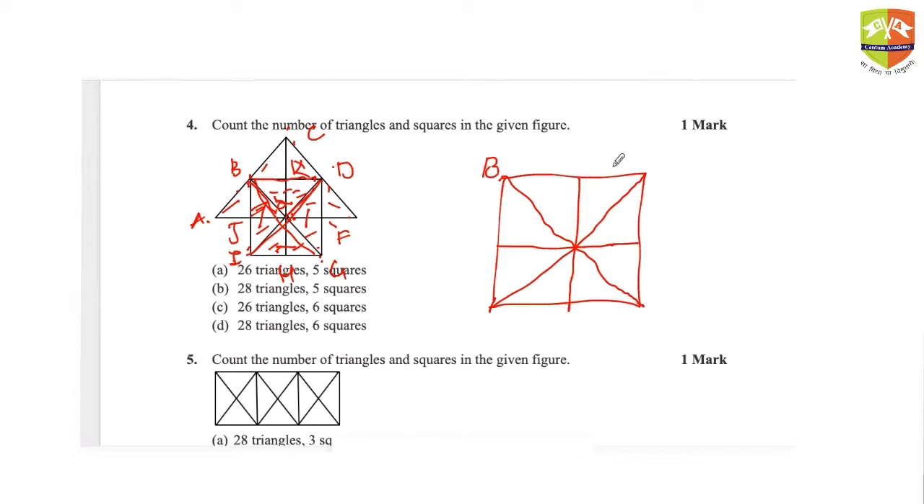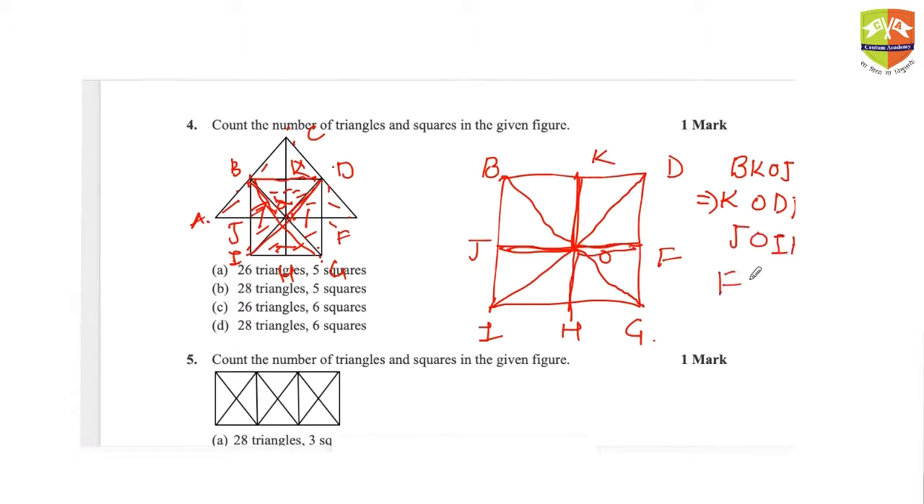Suppose this is B, this is K, this is D, this is J, this is O, this is F, this is I, this is H, this is J. So what I get is, squares having two components are B, K, O, J, then K, O, D, F. The half-half ones. So this is one, this is two, this is three, this is four. So J, O, I, H and F, O, H, G. So these are the four squares that you have in the half components.